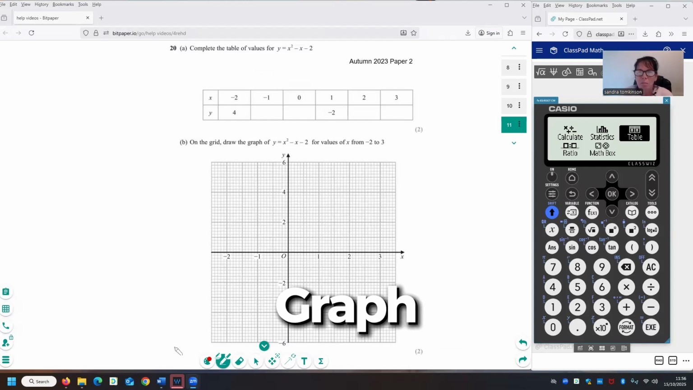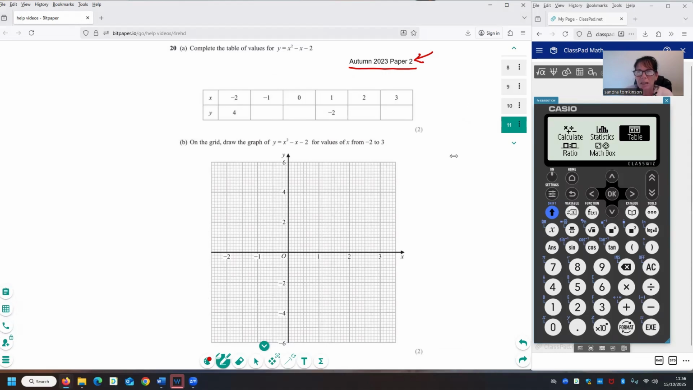We're going to look at a very popular type of exam question. This question is from the autumn 2023 paper 2. Although it's paper 2 and you can use a calculator, we're going to look at the calculator method in a moment. But this does come up on paper 1 as well. So we're going to first of all look at what to do if it's on a non-calculator paper.